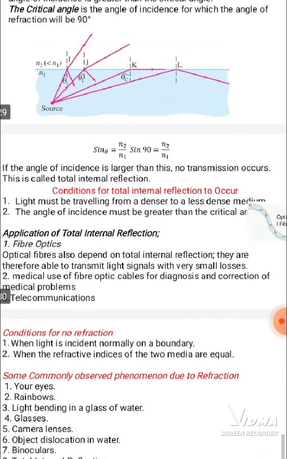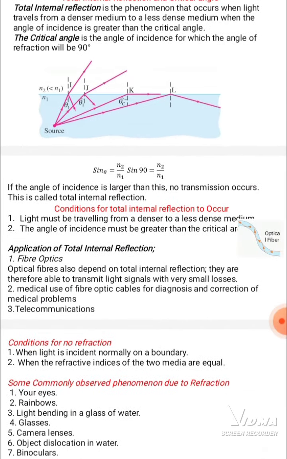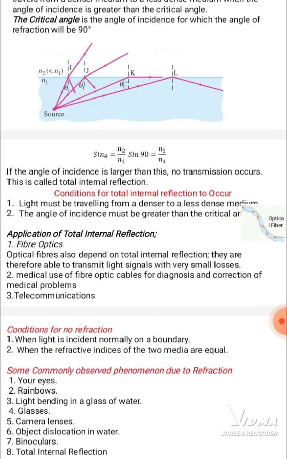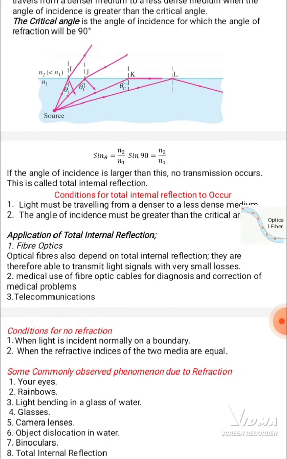Then you also have total internal reflection and critical angle. Total internal reflection is, let me just explain it this way. When you have light moving from a denser medium to a less dense medium, there's always an increase: as the incident angle increases, the angle of refraction also increases.